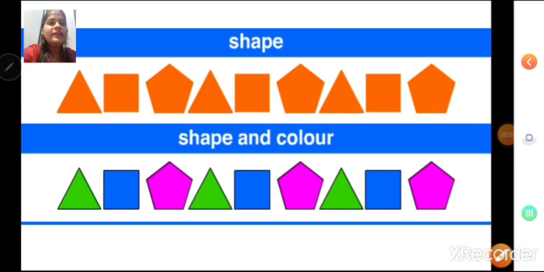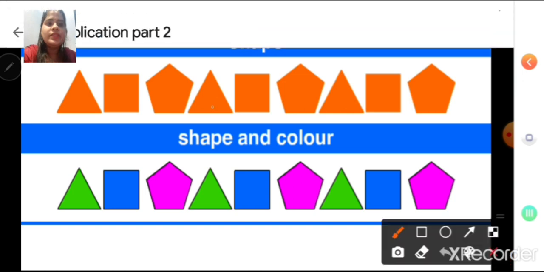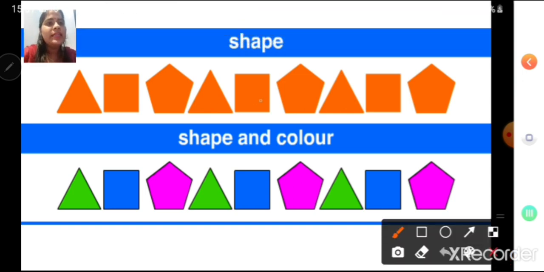Now look at these different shapes. You can see here the first one is a triangle, then we have a square and then a pentagon. After that, again you can see a triangle, then a square, then a pentagon. Then again a triangle, a square and a pentagon. You can see here the shapes are repeated, correct?